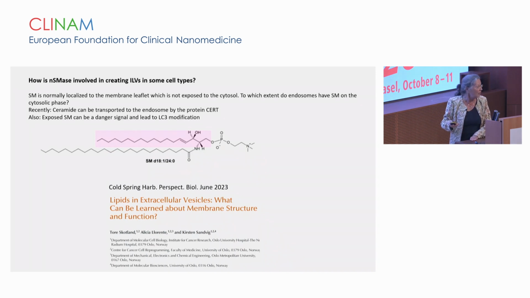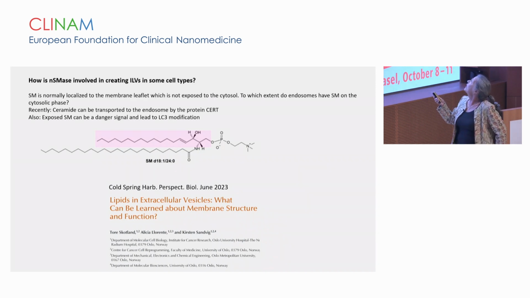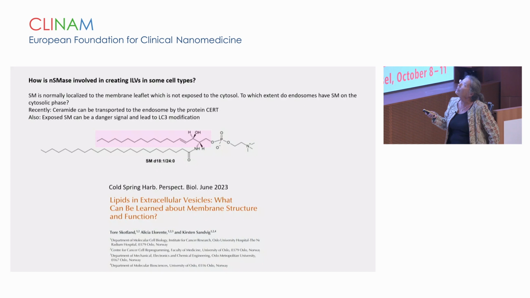And as you just heard, neutral sphingomyelinase has been involved in creating intraluminal vesicles in some cells, but it's only some cells apparently. And in that connection, it's important to note that sphingomyelin is normally localized to the membrane leaflet which is not exposed to the cytosol, and it's actually not known to which extent endosomes have SM on the cytosol phase. It has to be very little. No one has really given an exact number.